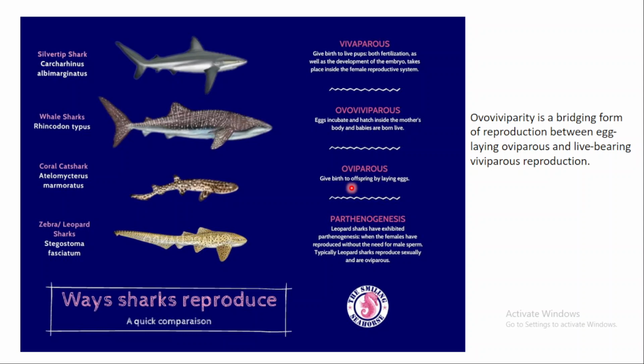Yes, Ajay, you are very correct. Hollow means complete. Holoblastic is complete cleavage of the cytoplasm. So ovoviviparity is a bridging form of reproduction lying between egg laying oviparous and live bearing viviparous reproduction. This is a phenomenon in which sharks rear their offspring. I hope it's clear.